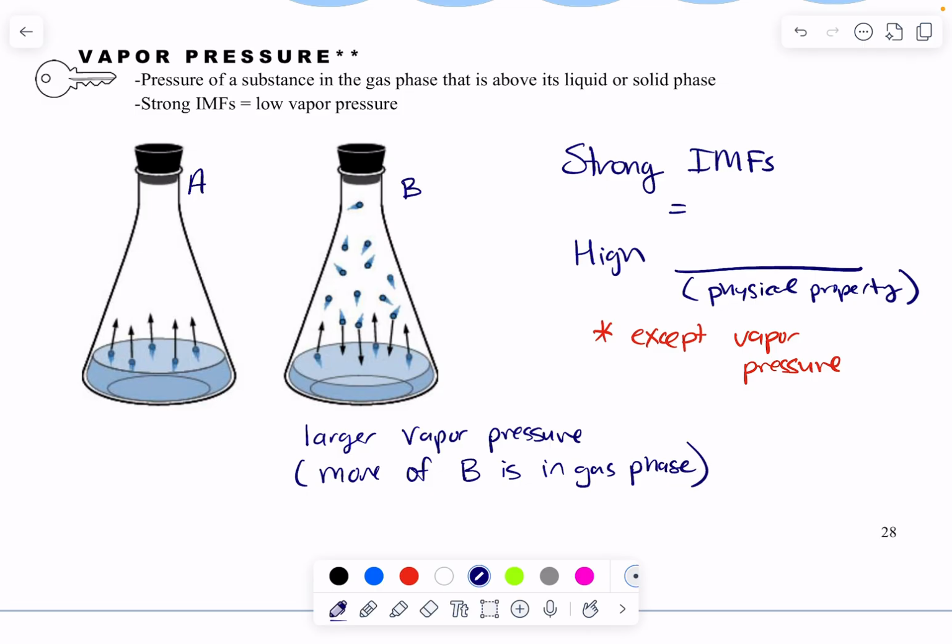Because more of B is in the gas phase, that must mean that B has weaker intermolecular forces, assuming these are at the same temperature. The weaker somebody's intermolecular forces, the greater the likelihood is that that substance will be a gas. And because of that, that is why this exception. High vapor pressure means you have a lot of gas, and when you have a lot of gas, you do not have strong intermolecular forces.